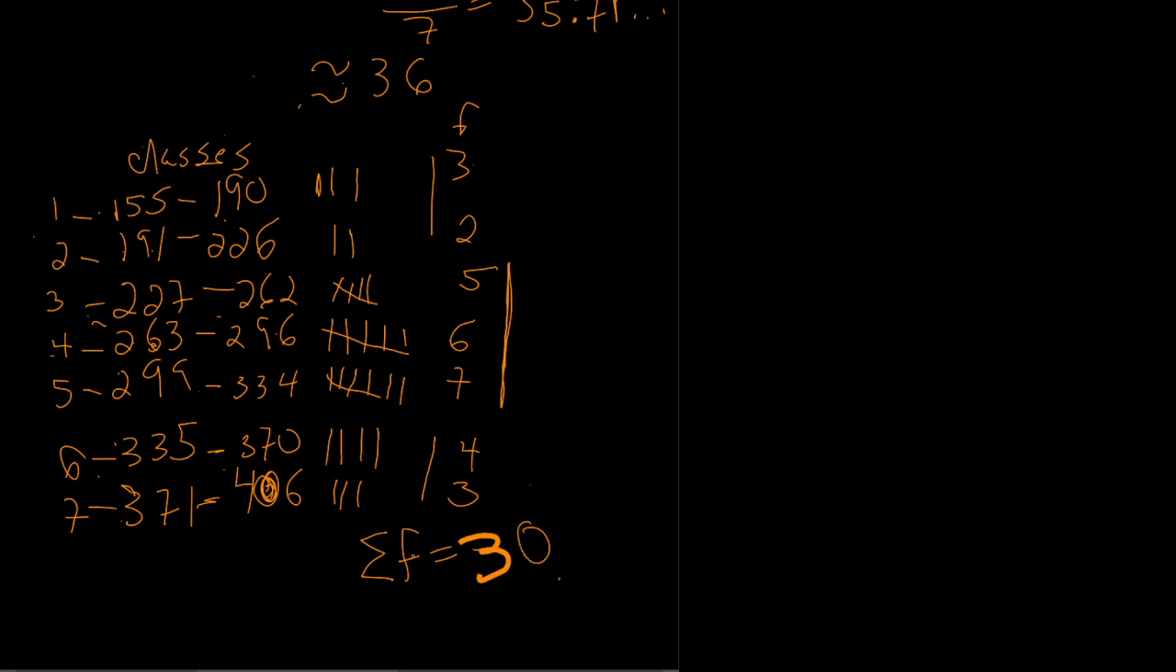30. That was the number of pieces of data I had. Each piece of data has to go into a class. So the sum of everything in my classes has to equal the number of things in my data, or n. Right? Or little n if it's a sample. And so this is how we create a frequency distribution table.